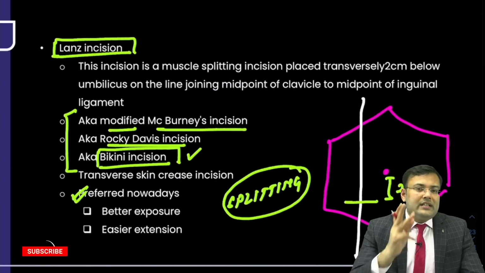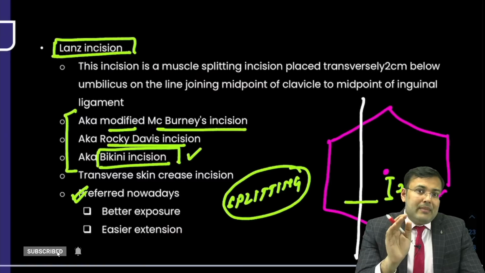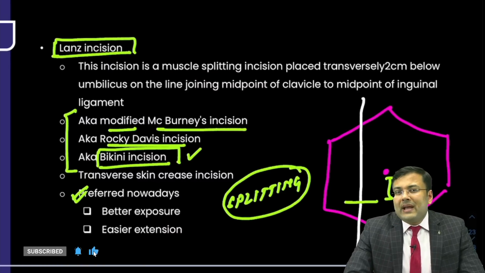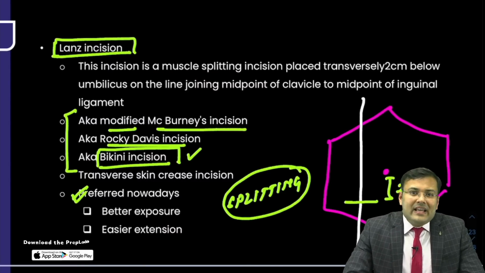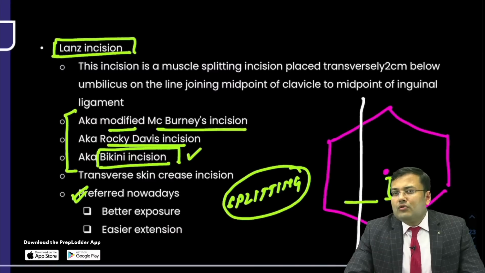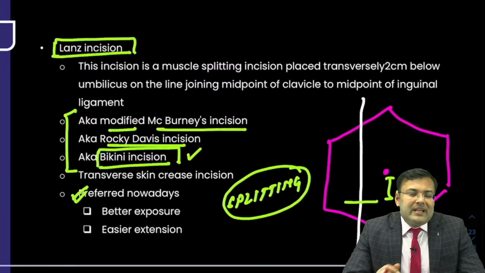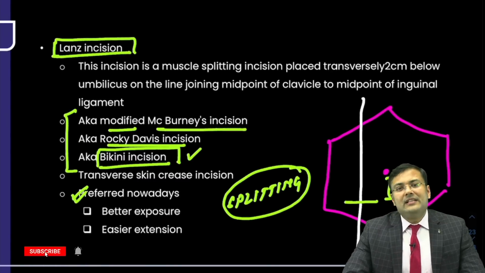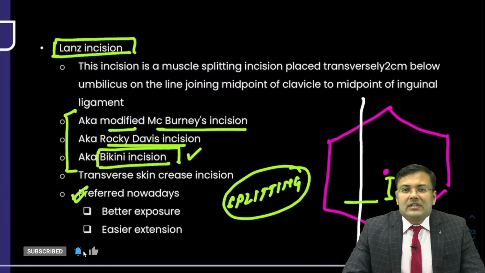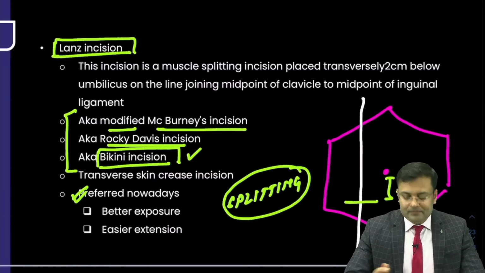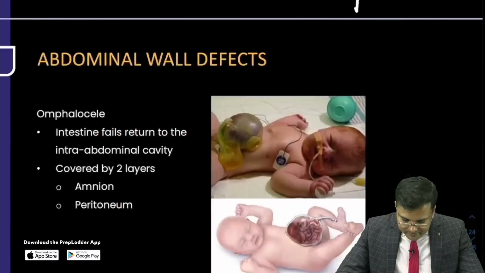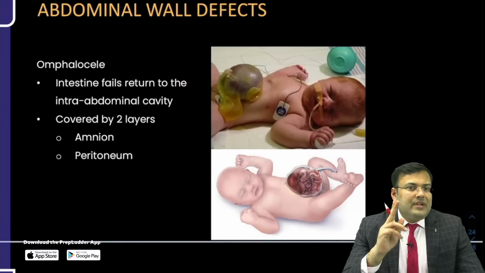Very good. So these 3 incisions you have to remember. I am repeating: McBurney's, also known as MacArthur, also known as gridiron, is muscle splitting. Lange incision, also known as modified McBurney's, also known as Rocky Davis, also known as bikini incision, is again muscle splitting. And Rutherford Morrison is a muscle cutting incision. You can't believe this question was asked in FMG and NEET PG also. These are 2 image based questions.